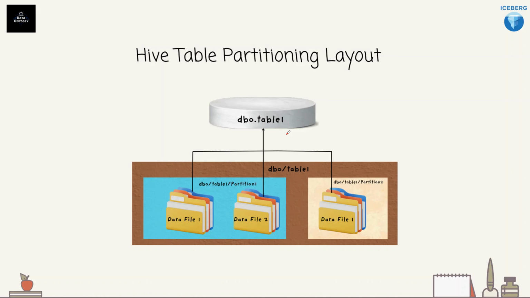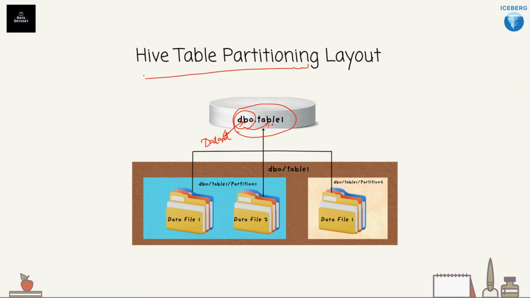Right? So on the screen you can see the Hive table partitioning layout, and this is the first thing that we need to understand in order to understand why Apache Iceberg came in. Now at the topmost part of this diagram we can see dbo.table1. What does it mean? It means dbo is the schema of that particular data set where it's being stored, and within that schema we have the table called table1, and this table1 consists of the entire data.